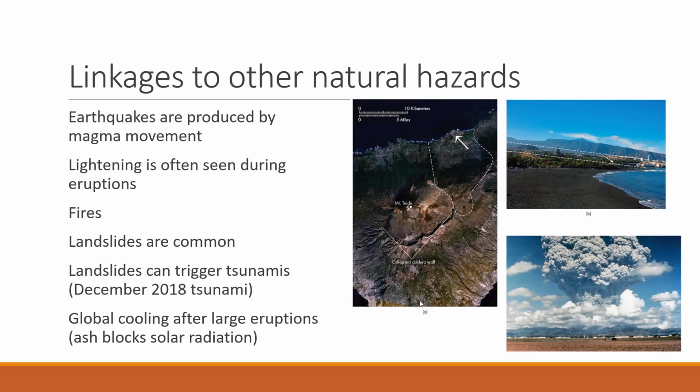Landslides are quite common. We are moving this material beneath the earth, which can disrupt the material on top of the earth. The landslide off of a volcano can trigger a tsunami. So the December 2018 tsunami was caused by material from a volcanic eruption going into the ocean.